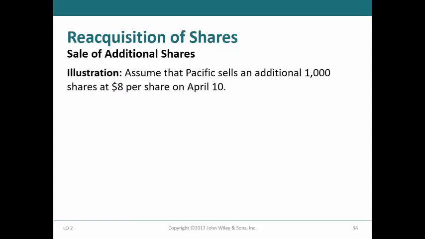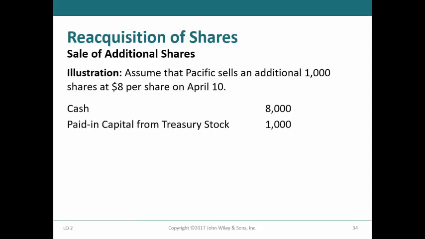If later on April 10th Pacific sells another 1,000 shares for $8 per share, they would debit cash for $8,000, paid-in capital from Treasury stock for $1,000, retained earnings for $2,000, and credit Treasury stock for the original cost of $11,000. When Treasury stock is sold for less than the original cost, the difference is deducted first from any paid-in capital from Treasury stock that the corporation has, and then any remaining amount would be debited to retained earnings.